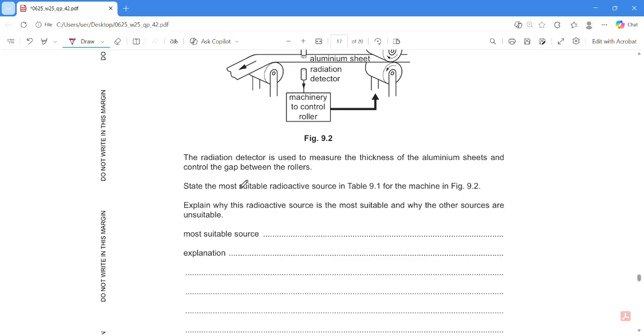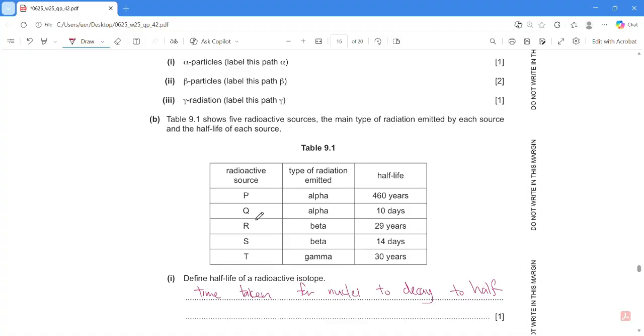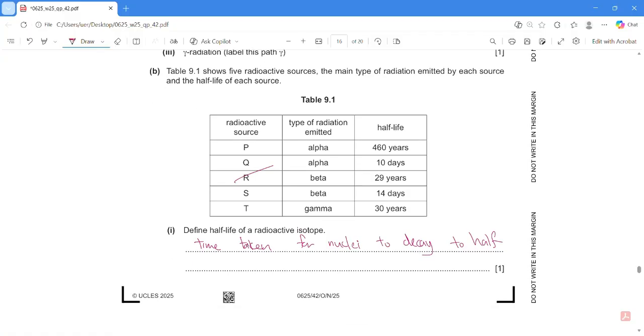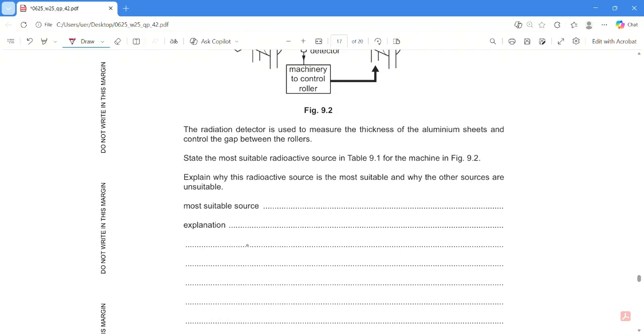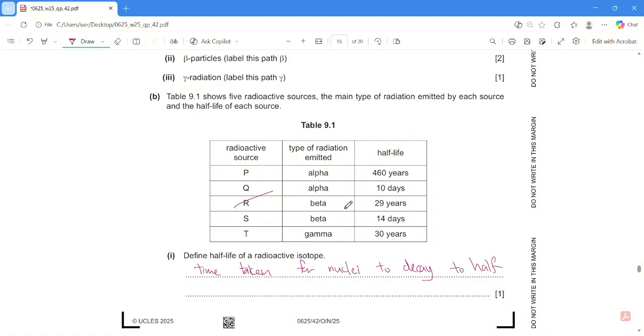aluminum sheet, the radiation, experimental radioactive source, most suitable. So the most suitable radioactive source for this will be, which one? P, Q, R, S, T. The answer will be R. So why do we want to use R? Because the half-life, you can see, is quite long, 29 years.